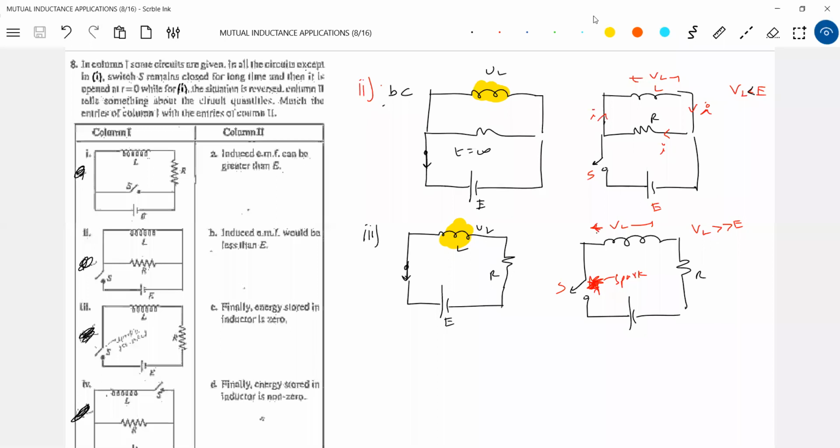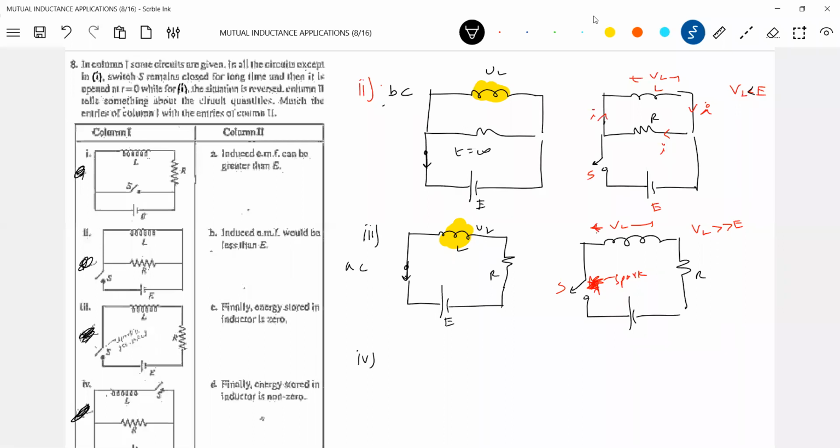Now for 3, what are the options we can pick up? Induced EMF can be greater than E, option A, possible. Final energy stored in inductor is 0, because all will be converted here. Final energy stored in inductor is non-zero? No. All the energy of the inductor will be converted as EM wave.